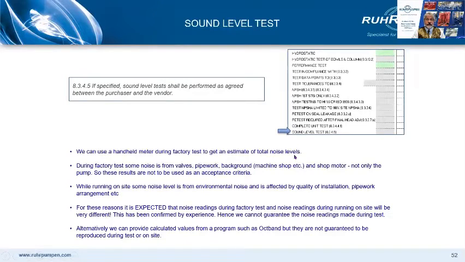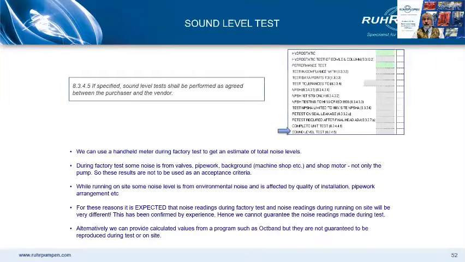Sound level test. Noise level readings taken during performance test are indicative only. We often do it and it's a useful reference, but they cannot be guaranteed. You've got a lot of background noise, especially from the throttling valve on the discharge of the pump. That will give a lot of noise back into the system.